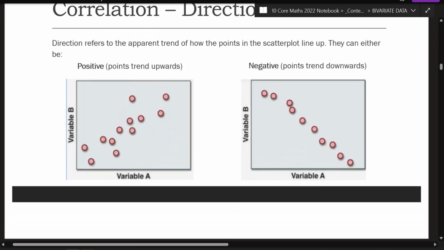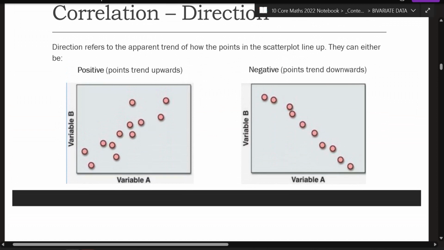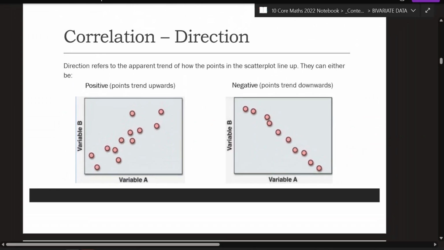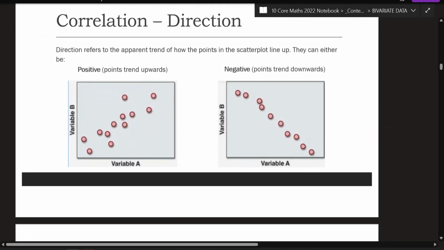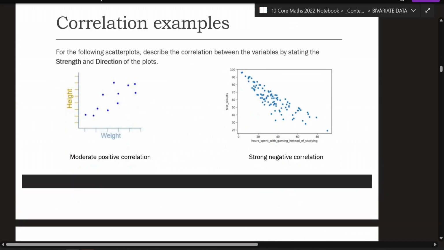All right, direction, really straightforward. If it's going up, it's positive. If it's going down, it's negative. So those are the things you have to mention when it comes to correlation: strength and direction.